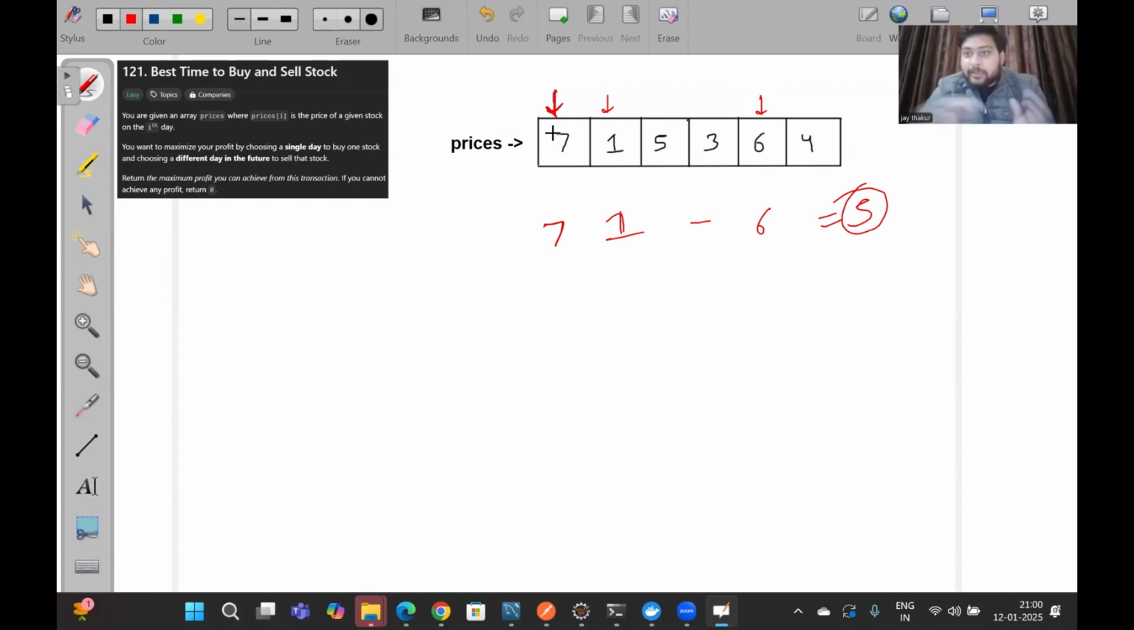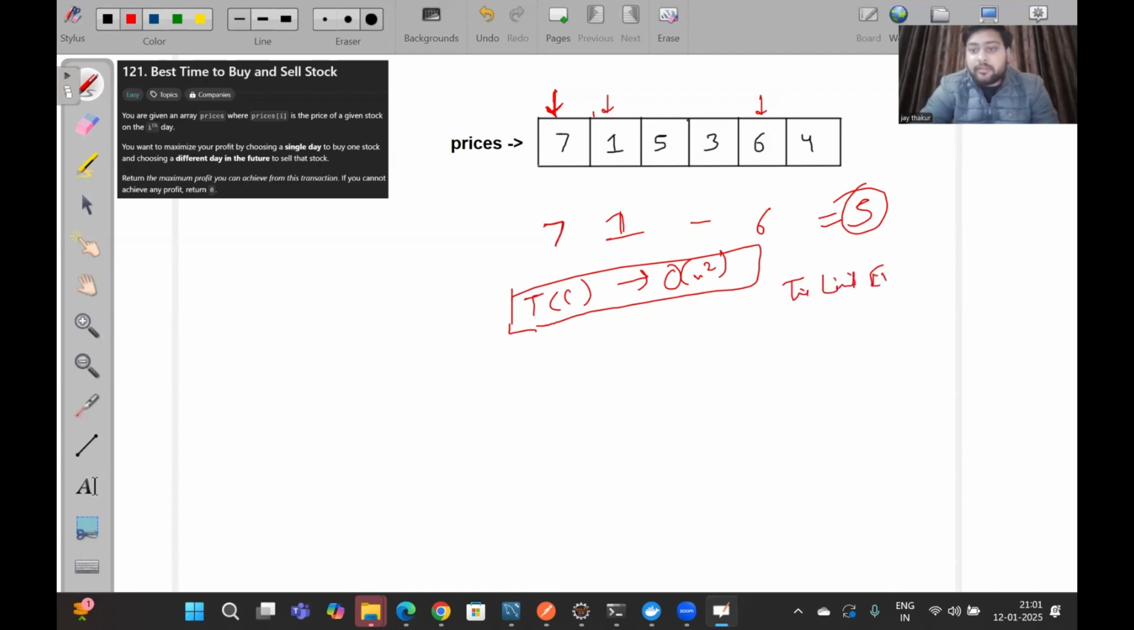So for each element, we have to check with each and every element in this array. So the time complexity to solve this question is O of n square, that is quadratic time complexity. Why? Because for each element, we are traversing each and every element and trying to get the maximum profit out of it. So this is the time complexity for this approach. But in the worst case, this solution will not get accepted and it will throw a time limit exceeded error. Now let's try to understand why it will throw a time limit exceeded error in the worst case.